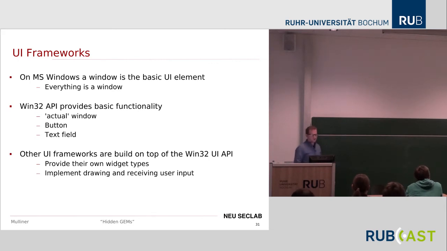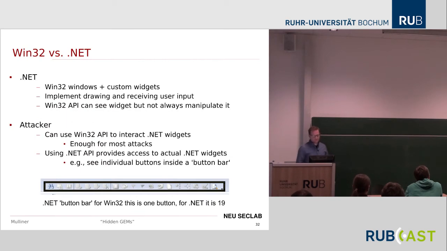But other UI frameworks are based on the Win32 API, for example, .NET. .NET would use the underlying Win32 window concept and, for example, have their own implementation for drawing a widget or for implementing how input is sent to the widget or received from the application by the widget. So .NET is basically Win32 windows plus a bunch of custom widgets. They implement all their own functionality, but you can still use the Win32 API to manipulate and, for example, enumerate .NET windows.